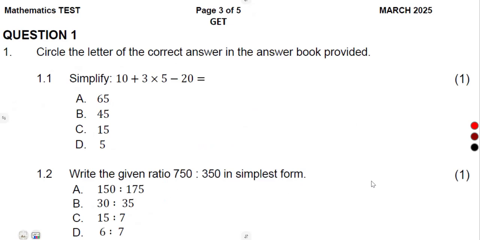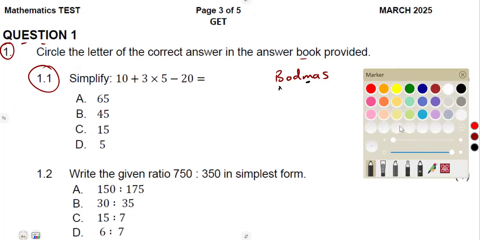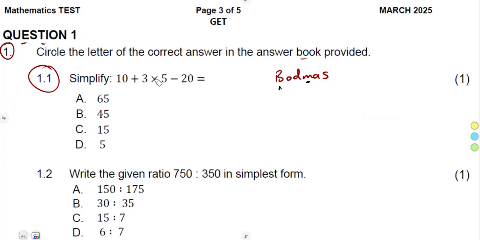Let us have our questions. Question number one: circle the letter of the correct answer in the answer book provided. 1.1. Here we are given operations where we can apply our order of operations. We have addition, multiplication, subtraction. Brackets, we do not have, and division we do not have. Multiplication, we have it here: positive 3 times 5. That is going to be the part of our multiplication.